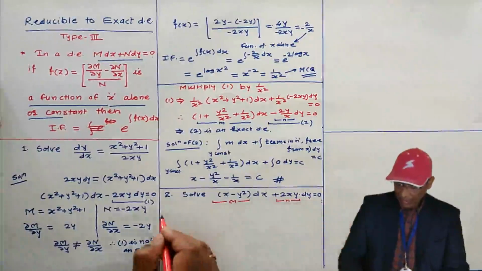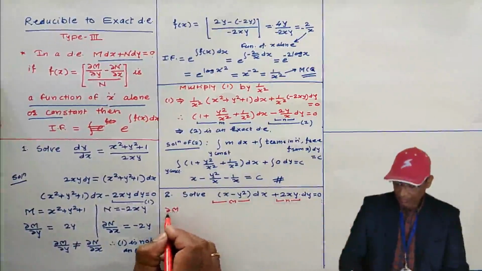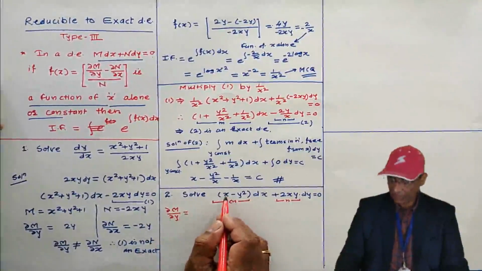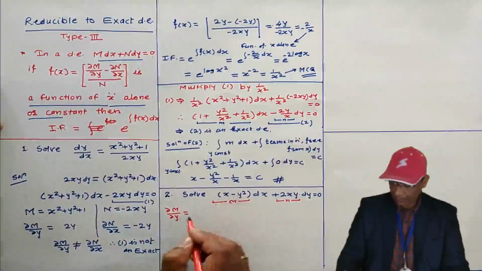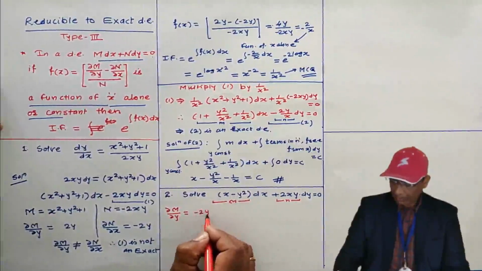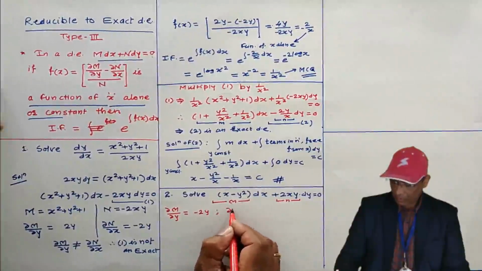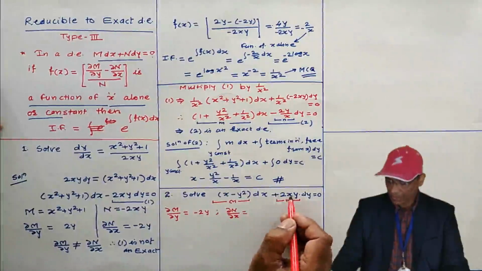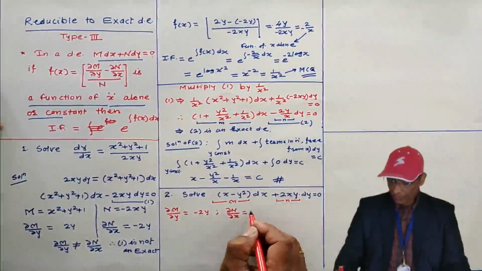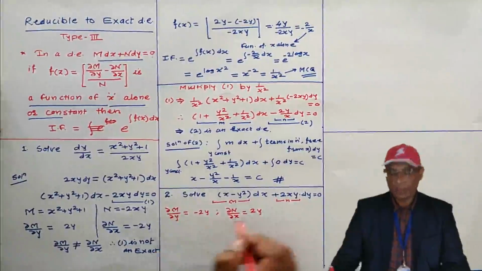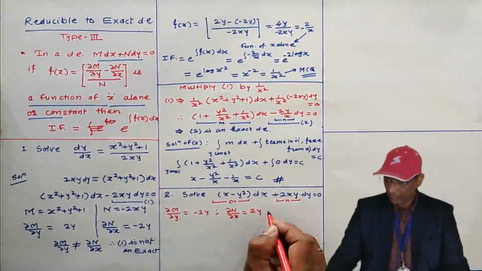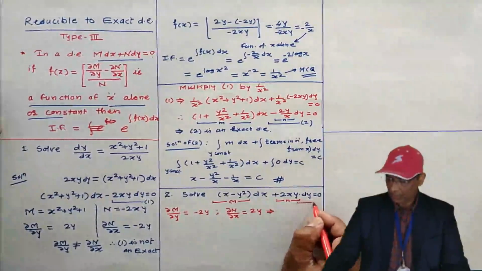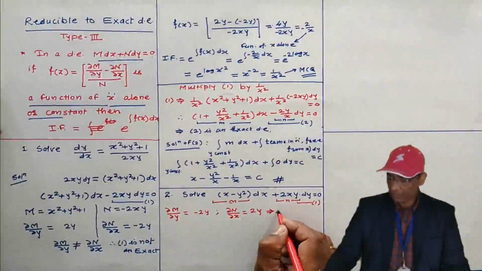Del m by del y: I am going to write here the derivative of m with respect to y. The derivative of x with respect to y is 0. The derivative of minus y square is minus 2y. Now the derivative of n with respect to x. See, n is 2xy, and the derivative of 2xy with respect to x is 2y. Okay, del m by del y is not equal to del n by del x. Therefore, this implies the given equation 1 is not exact. Okay, 1 is not an exact differential equation.